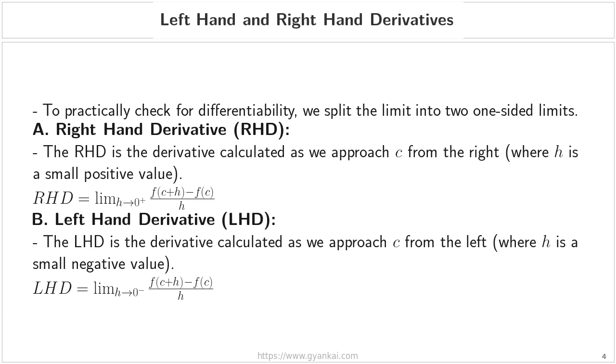By breaking the process down into these two one-sided limits, we can precisely analyze the behavior of the function from both directions. In the next slide, we will discuss the specific condition that must be met between these two values for a function to be considered differentiable. The condition for differentiability.